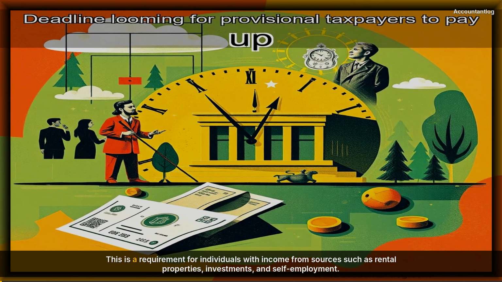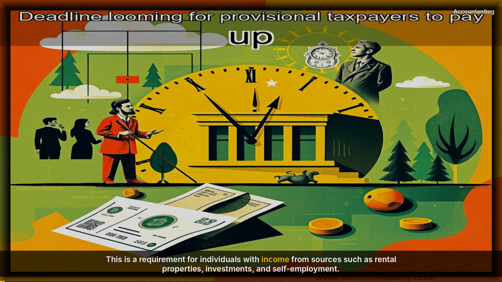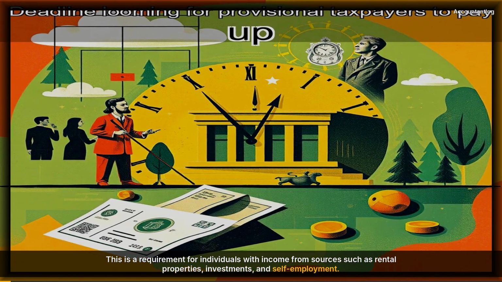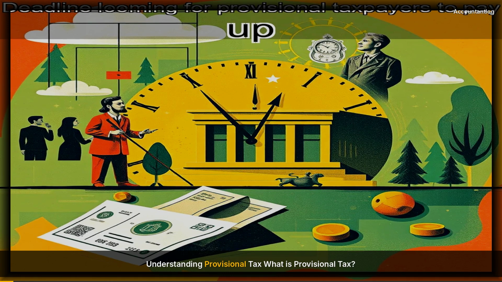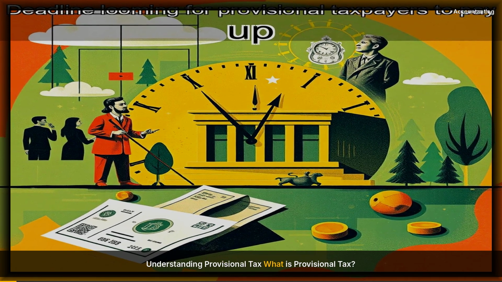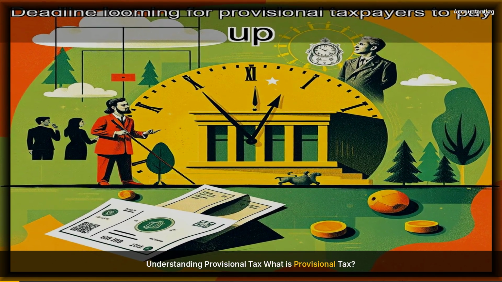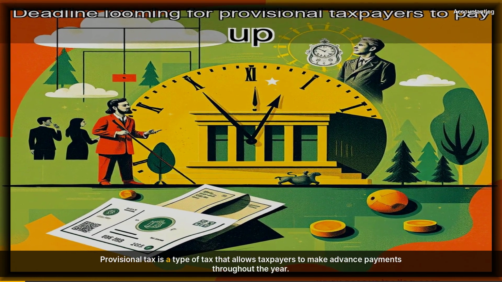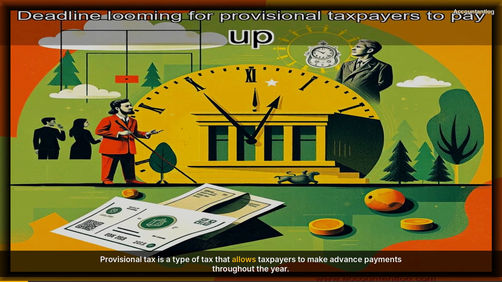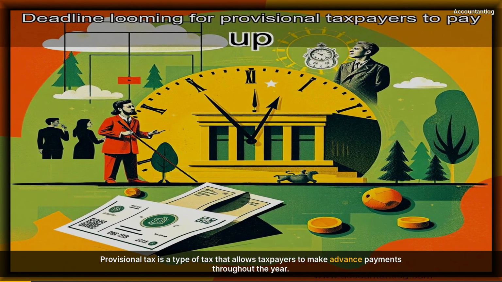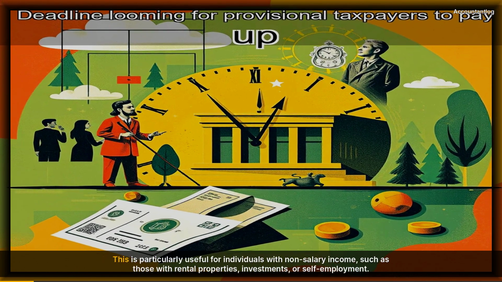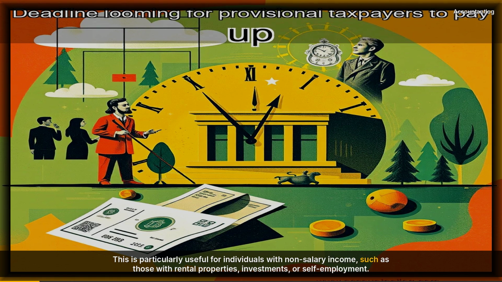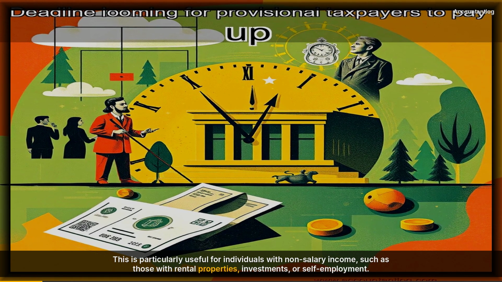This is a requirement for individuals with income from sources such as rental properties, investments, and self-employment. Understanding provisional tax. What is provisional tax? Provisional tax is a type of tax that allows taxpayers to make advance payments throughout the year. This is particularly useful for individuals with non-salary income, such as those with rental properties, investments, or self-employment. By making these advance payments, taxpayers can avoid penalties and interest on their tax bill.